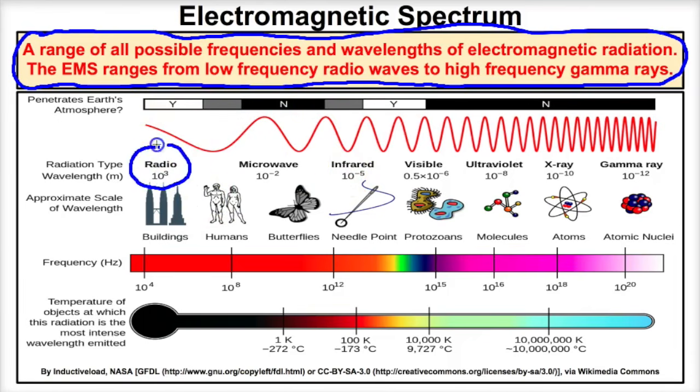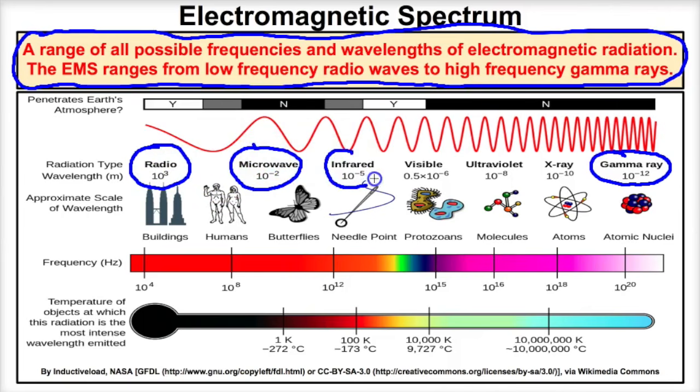And on one end of the spectrum we have radio waves, which consist of very long wavelength, very low frequency, very low energy waves, all the way to gamma rays on the other end of the spectrum, which are high energy, high frequency, very short wavelength waves. And if we take a look in between, we have microwaves that come after radio waves as far as increased frequency.